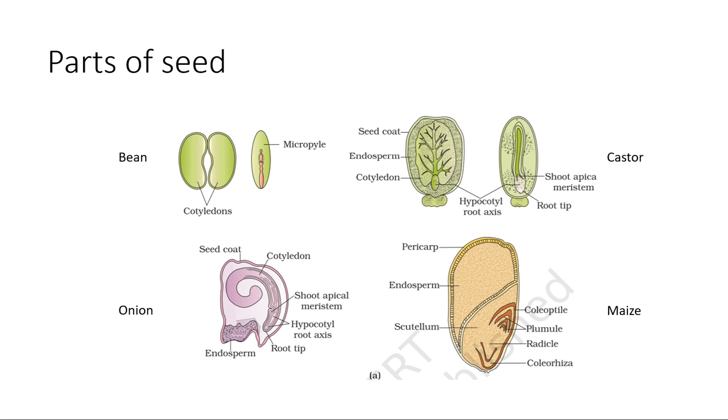So in this slide, you're watching the first, the bean seed. The bean seed is basically a kidney-shaped, non-endospermic dicotyledonous seed.